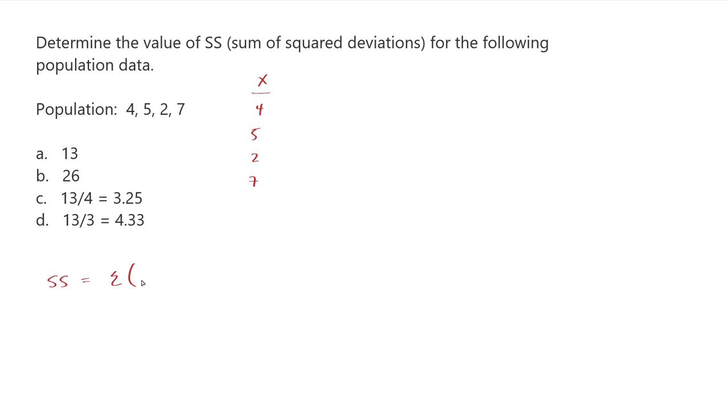So this is the sum of x minus, and here's the part where I need to be careful, this is a population, so I'm going to write in the population mean. What do I need to do to get that? My population mean is the sum of x over n, big N.